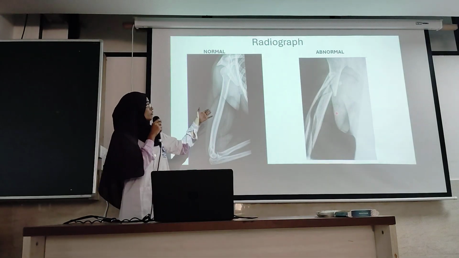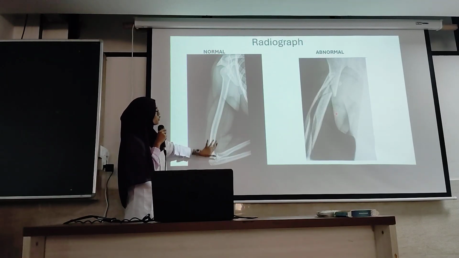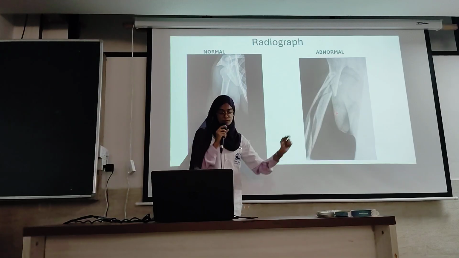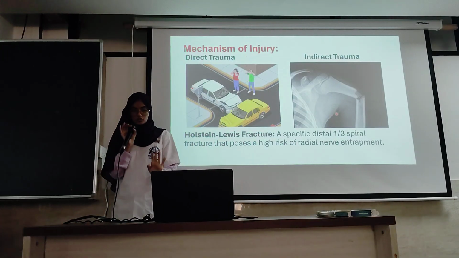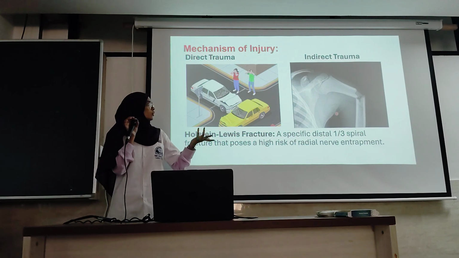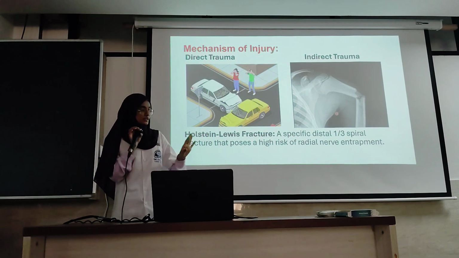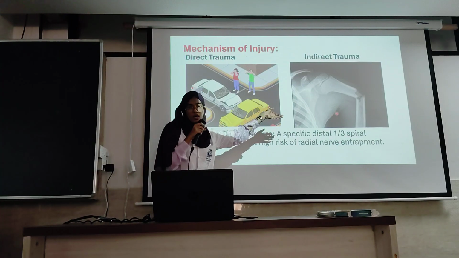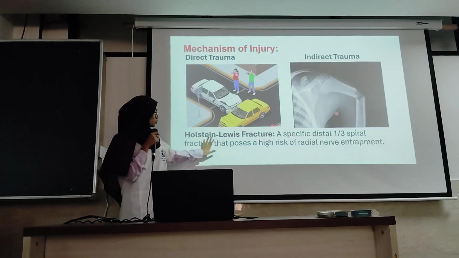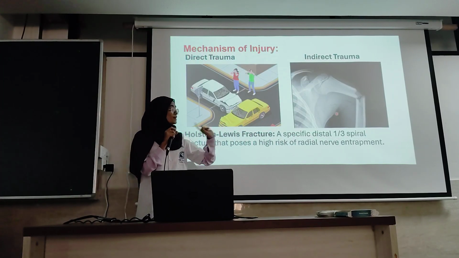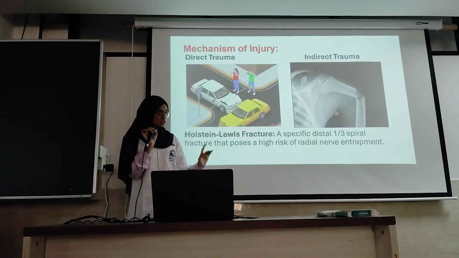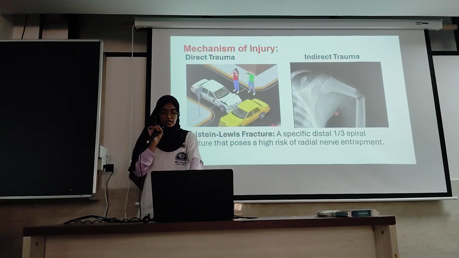Here we have a radiograph, an X-ray AP view, of a normal humerus, and an abnormal humerus having a fracture at the mid shaft. The mechanism of injury can be either direct trauma, basically from a road traffic accident, which is the most common, or indirect trauma, which can be from a fall on an outstretched hand. And then we have Holstein-Lewis fracture, a specific distal one-third spiral fracture that possesses a high risk of radial nerve entrapment.